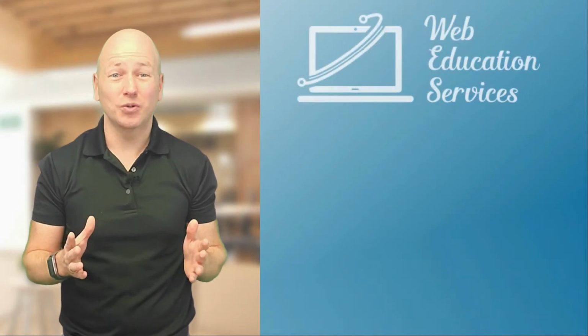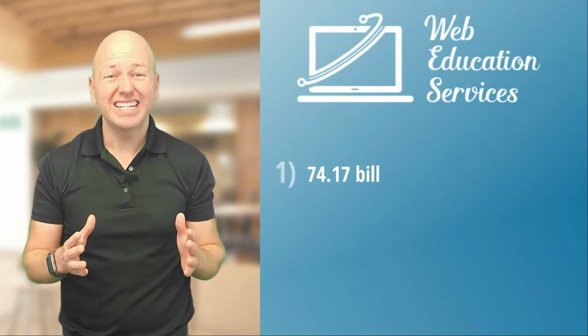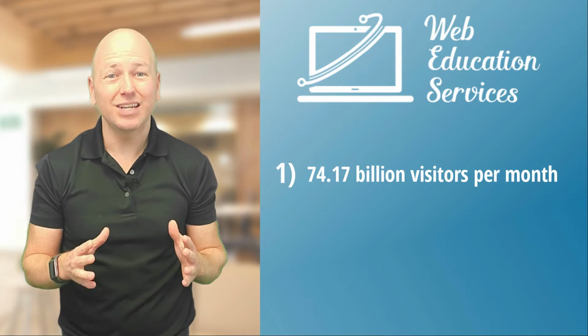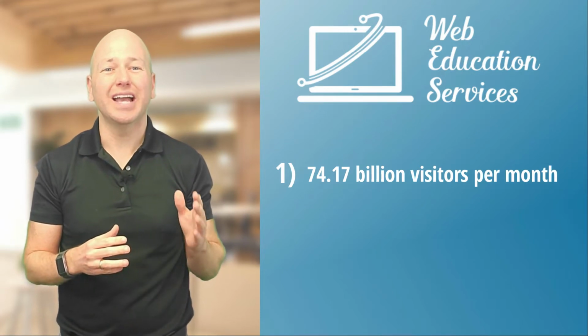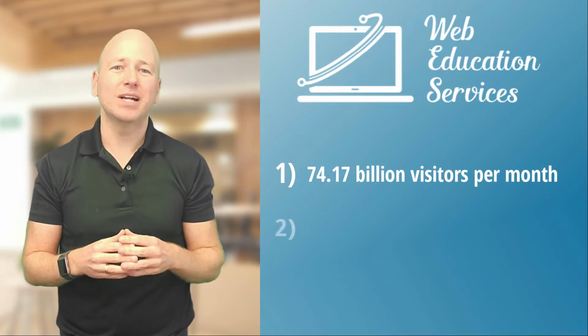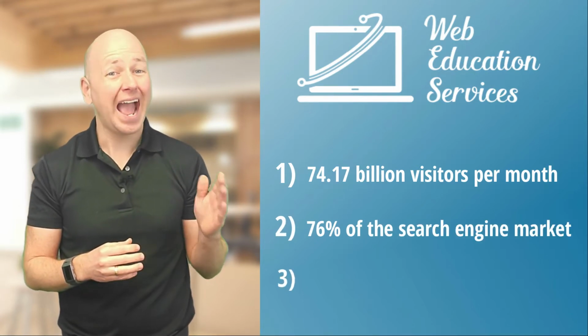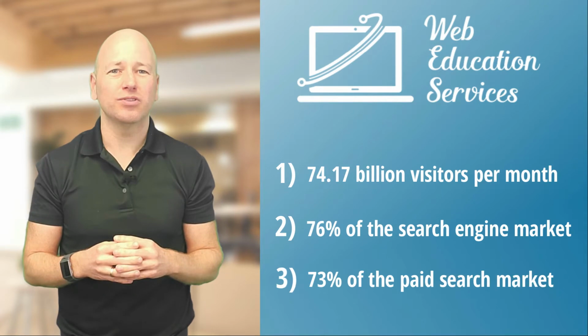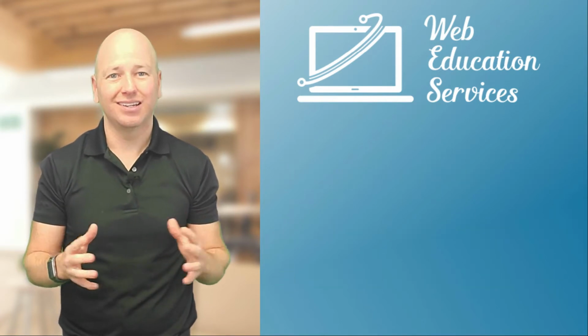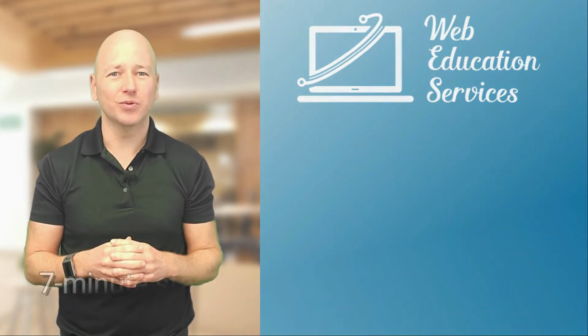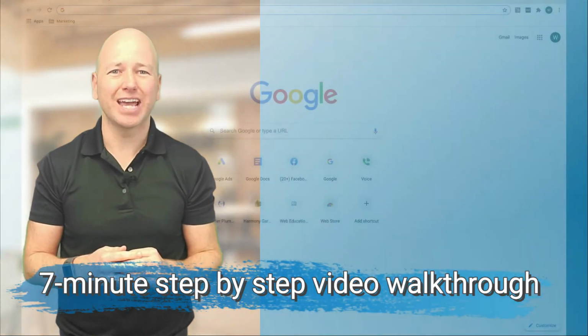All right, let's talk Google Ads. 74 billion people go to Google every month. They make up about 76% of the total search engine market, and their ads make up 73% of paid search. Guys, they're the 800-pound gorilla in the room, and here's how you can take advantage of that.